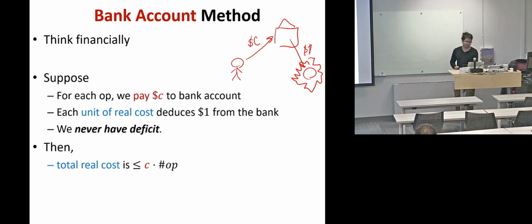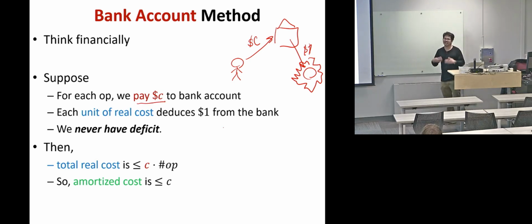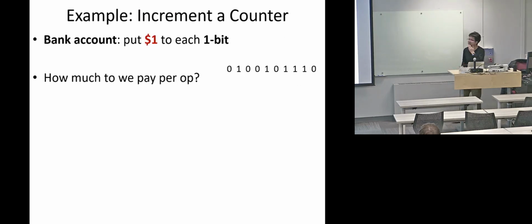Once the total cost is C, then you know that the amortized cost is C. Basically, if you know that on each day you just pay C, and you never get a deficit, then the amortized cost is C. So let's see the example.